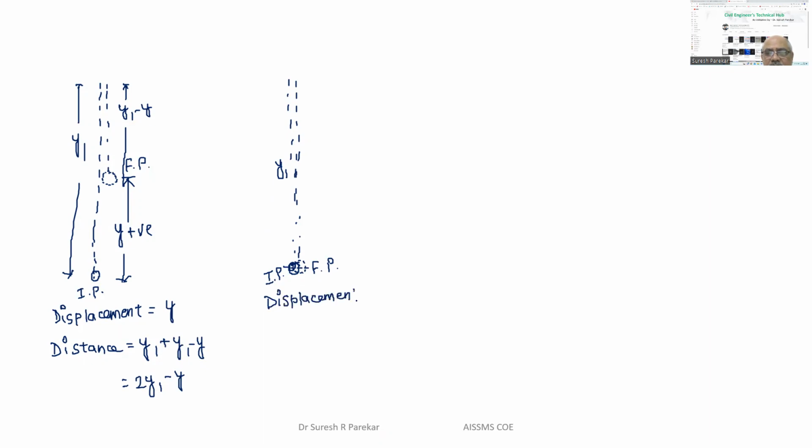Displacement is 0, because what is displacement? Shortest distance between initial and final position. I am saying shortest. What is distance? You have to trace the path traveled. I will go up to this point, that will be y1, and again it will come to the initial position, that is again y1. So what will be my distance? My distance is 2y1.